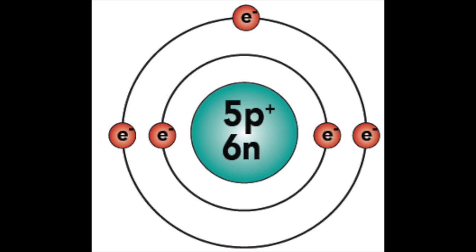So, in our Bohr diagram of a boron atom, we have 2 electrons in the first energy level and 3 valence electrons in the outermost energy level. Remember that valence electrons are the electrons that exist on the outermost energy level.